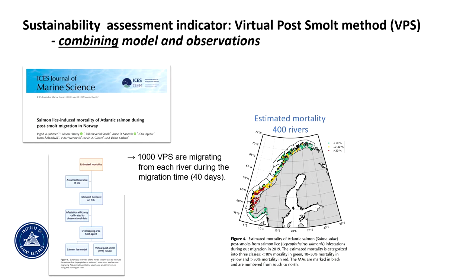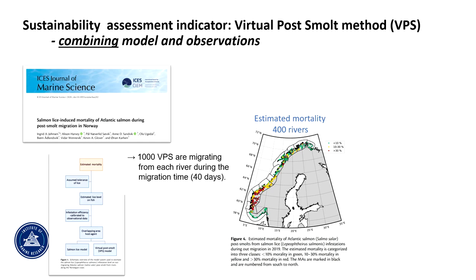The second indicator is a virtual post-smolt model, where 1,000 virtual post-smolts are migrating from each river during a 40-day migration period. As they are swimming from the river to the ocean, they are attached by a variable number of lice. And when they are in the position where we have an observation of a salmon post-smolt, which are genetically assigned to be from the same river, then both the number of lice on the real and the virtual fish are stored in the database for calibration.